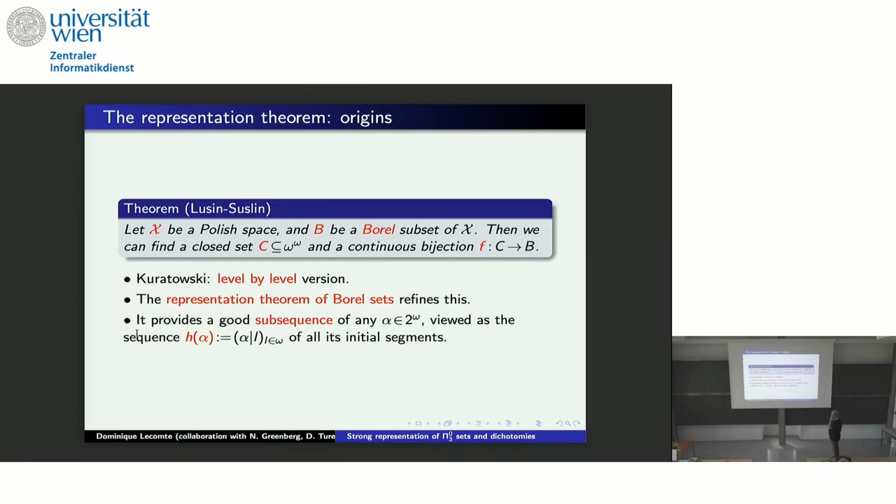So, in this representation machinery, we identify an element alpha of the Cantor space with the sequence of all its initial segments, that I call H of alpha here. And the point of a representation is to extract good subsequences of this sequence of initial segments. So let me go to the details.